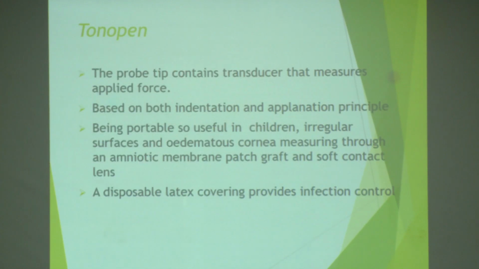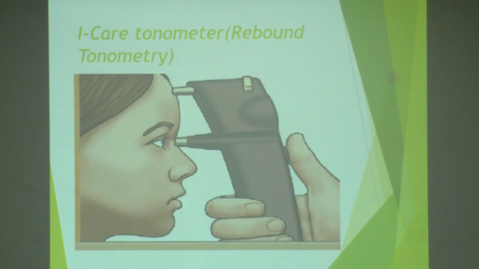Now coming to the Tono-Pen, the probe tip contains a transducer that measures the applied force. It is based on both the indentation and applanation principle, and being portable, it is useful in children, irregular surfaces, and scarred cornea, and through the amniotic membrane patch graft and even on the soft contact lens.